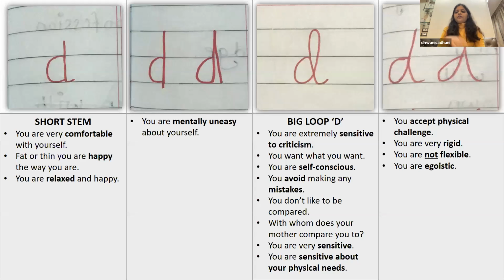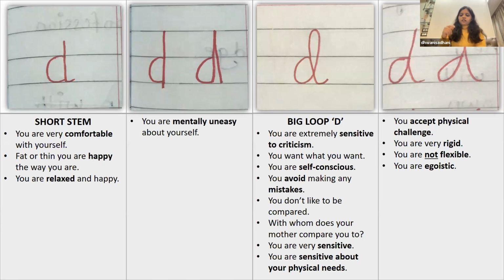Okay, so we're gonna do 4 kinds of Ds today. So when D has a very short stem. Firstly, I'm gonna tell you all what a stem means. Now in D, when D is like this, this part of D is known as the stem of D. Now, what is the difference between the stems?